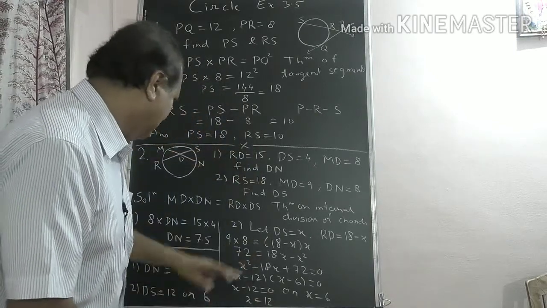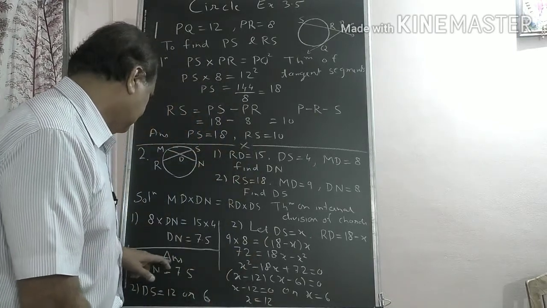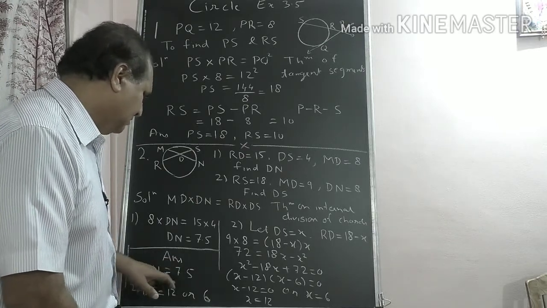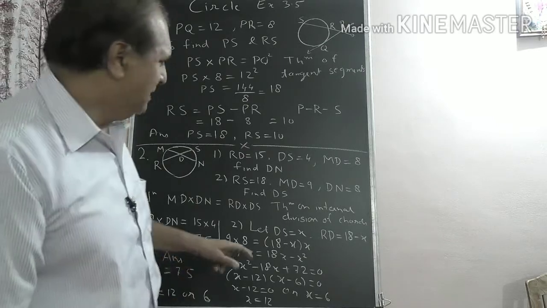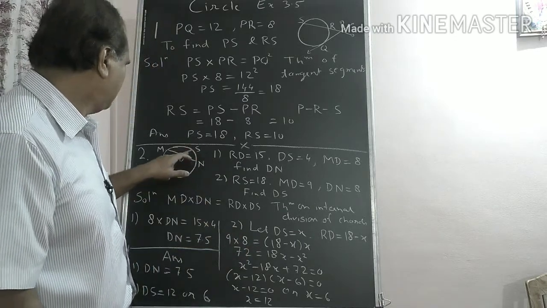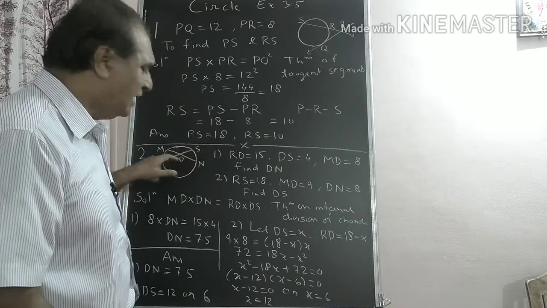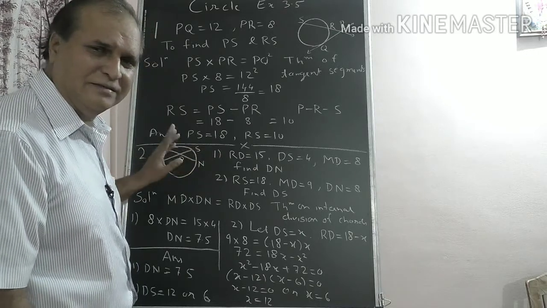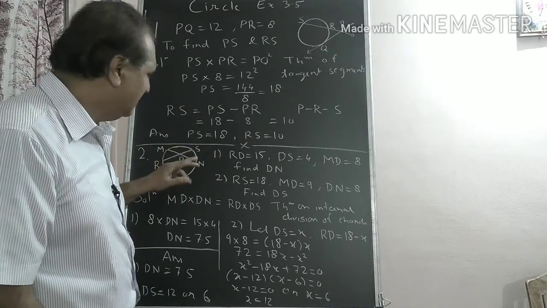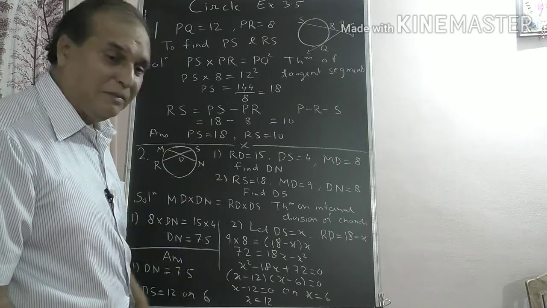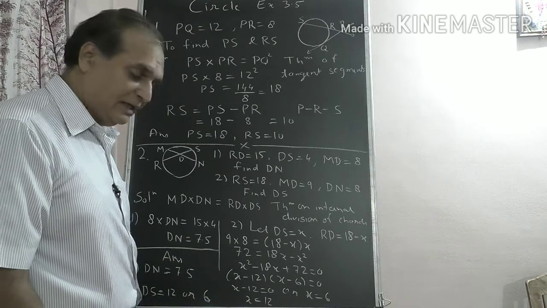So x was our DS. Answer: DN, first answer 7.5. Second, DS equal to 12 or 6. Means if DS is 6, RD will be 12, 12 plus 6, 18. If DS is 12, RD will be 6, 12 plus 6, 18. Understanding? RD is not asked, so both can be possible values for DS. Understood?